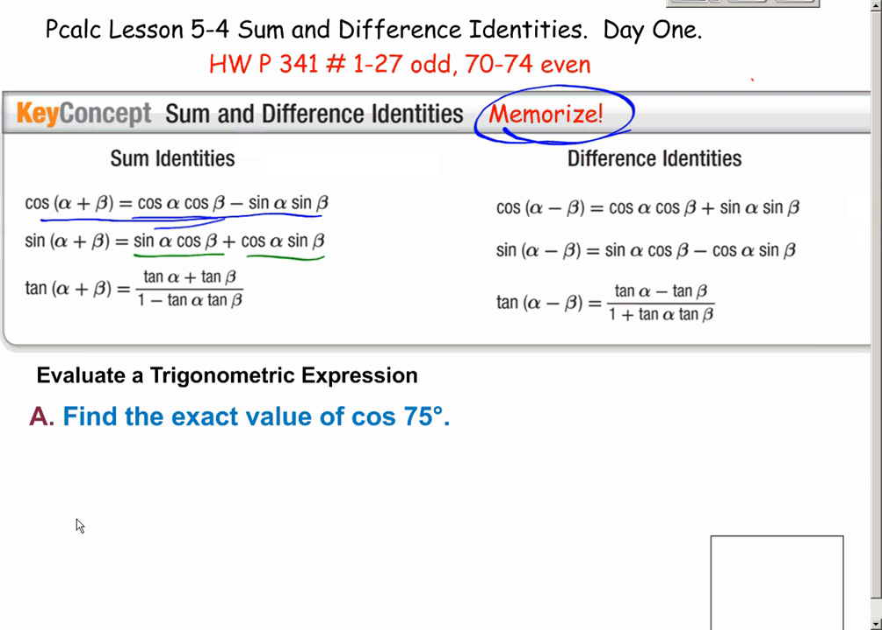If you memorize those three, then the other three are easy because we just have a little bit of sign changing going on. So for the difference identities, cosine alpha minus beta, cosine alpha cosine beta plus. So with the sum identity, the cosine was a minus. With the difference identity, it's a plus. And then plus sine alpha, sine beta.